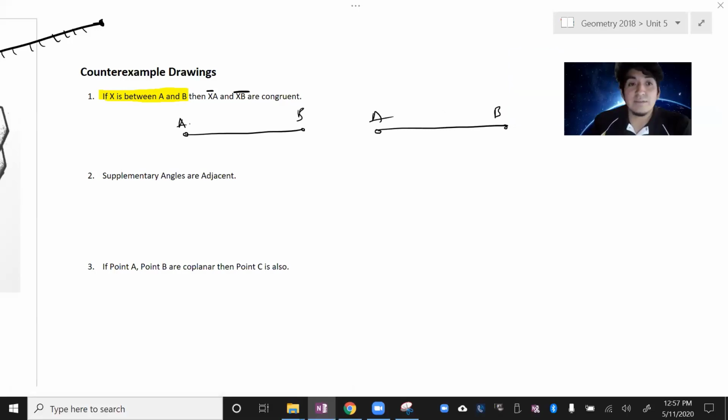Okay, so from here, I can pick whichever one of these tick marks for the location of my X. I'm going to pick this one right here. And then I'm going to pick something else. In my second line, I'm going to pick this one right here. That's going to be my X. So I have two different examples to compare. One example is going to be what I'm given, so line segment XA and line segment XB are congruent.